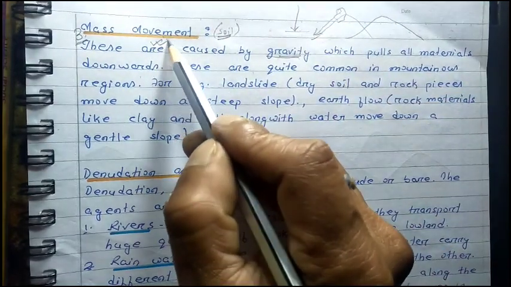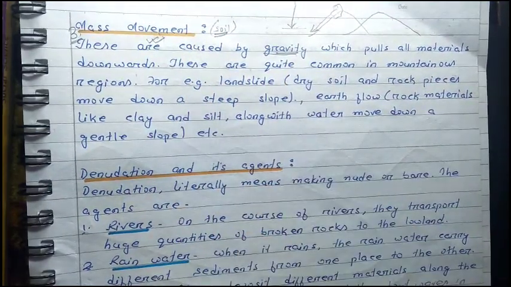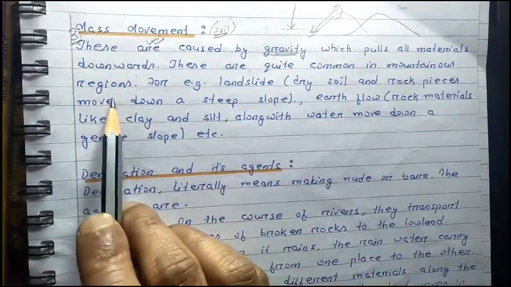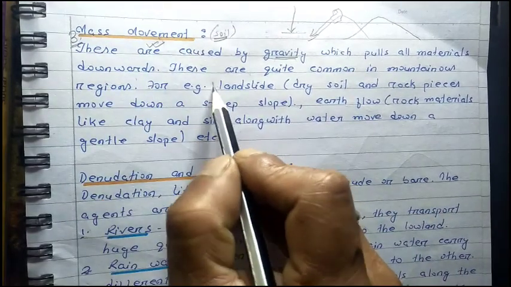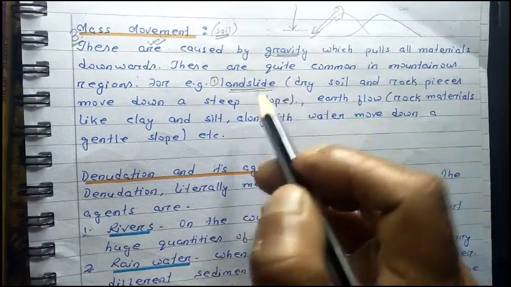That movement is generally known as mass movement. These are quite common in mountainous regions. For example, I have taken here two examples of mass movement. One I have taken about landslide. Everybody is quite familiar with landslide.